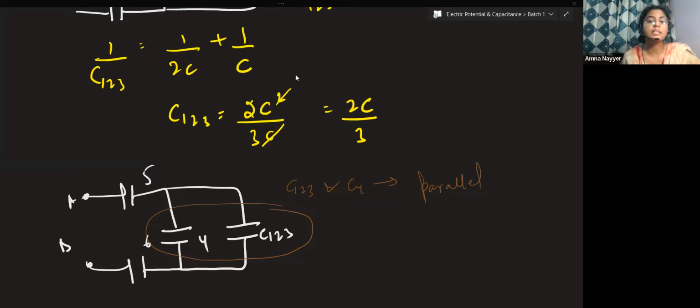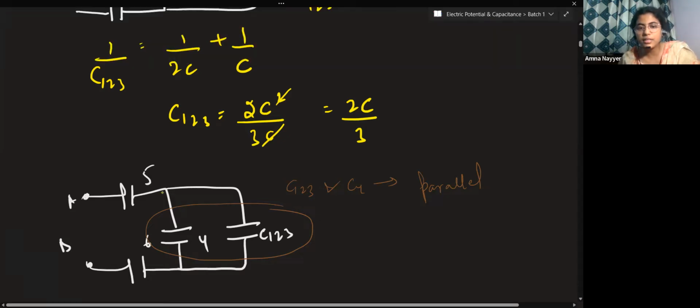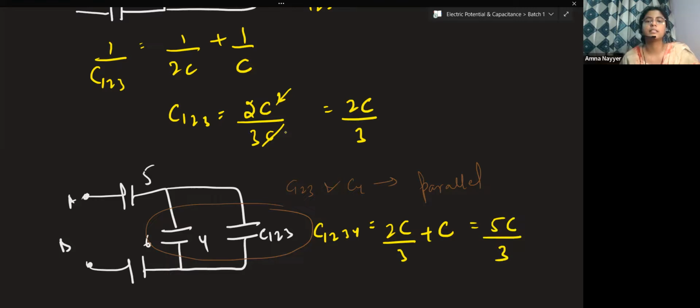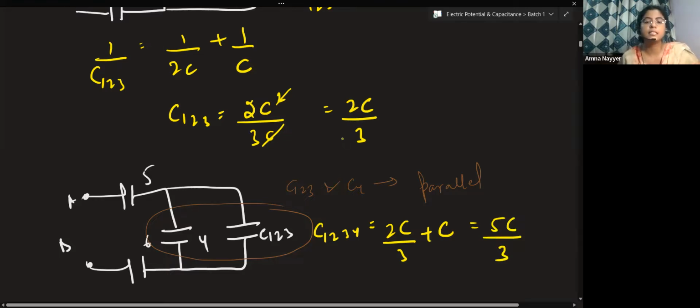No, Fahad. See, wiring is occurring. Remember, I just turn the figure. Turn the figure like this, then you will be able to recall the parallel combination. Branching is occurring. Charges get divided here. Potential will be the same. So this is in parallel. So C1234 will be what? 2C by 3 plus this C. That becomes 5C divided by 3. This is the circuit C1234.